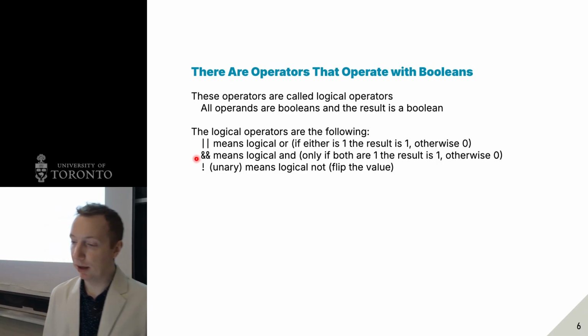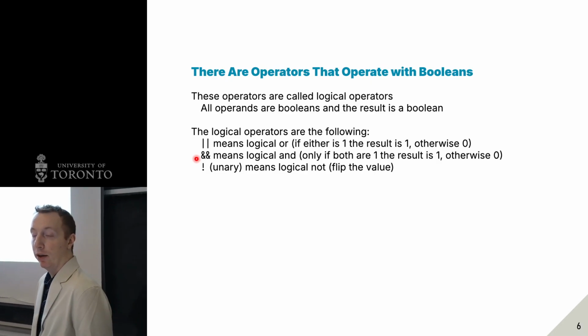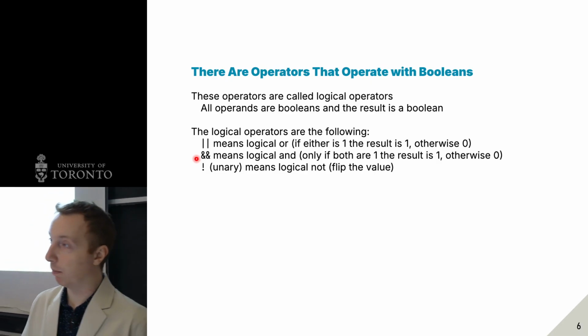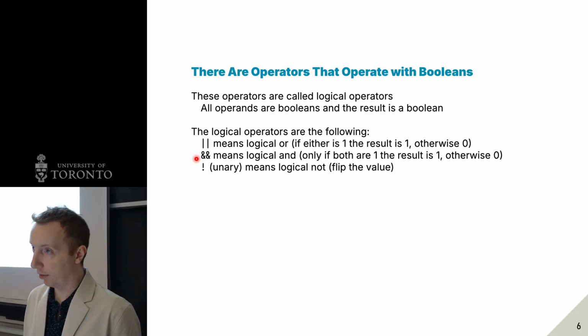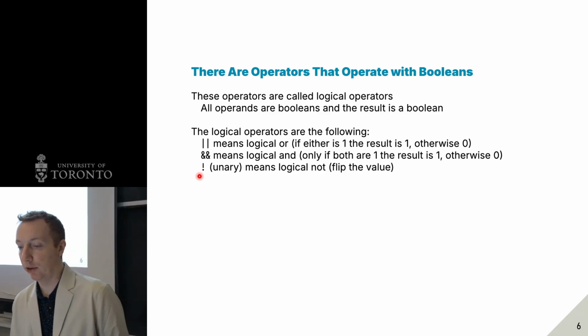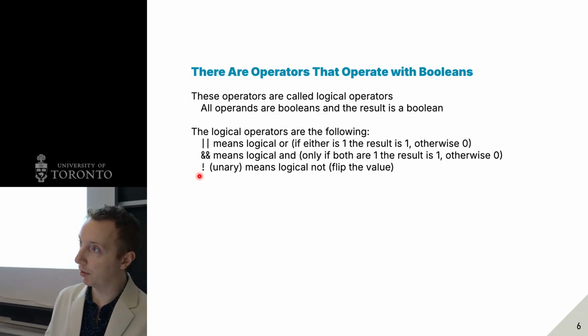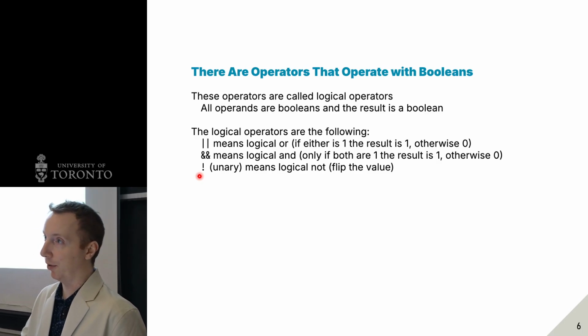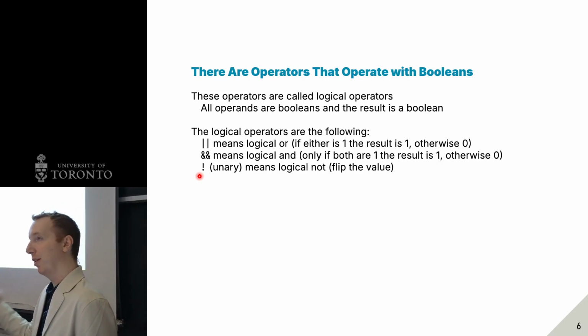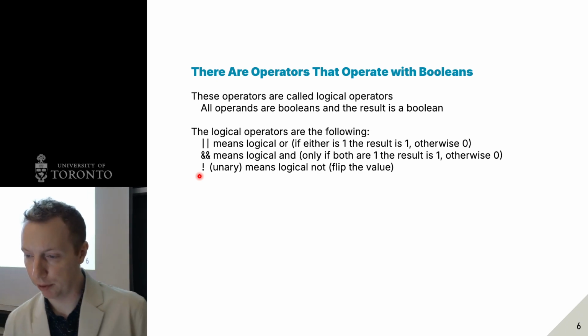The two ampersands mean logical AND, so it's only true if both the left and the right-hand side are true. Otherwise, it's 0. And then just an exclamation sign, it's a unary operator, and all that does is a logical not, so it flips a value. So not true is false, not false is true.